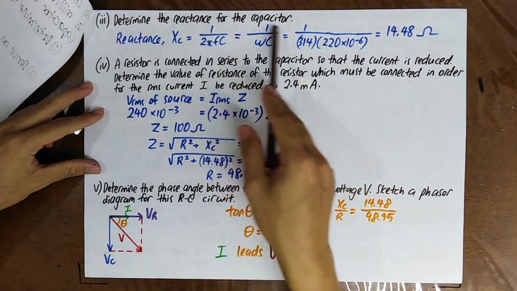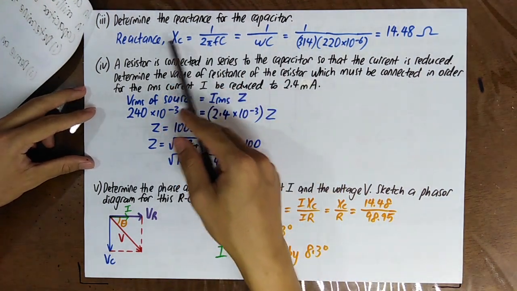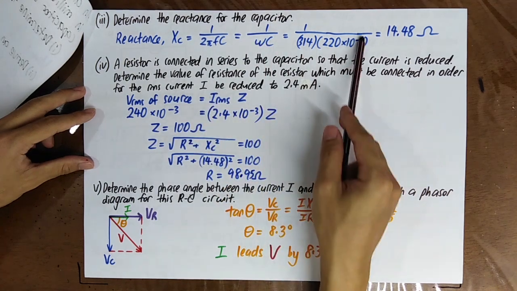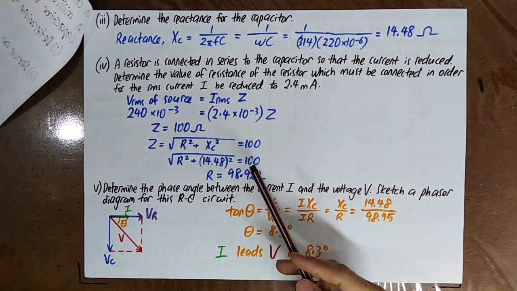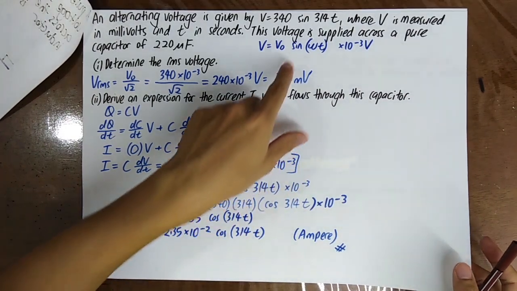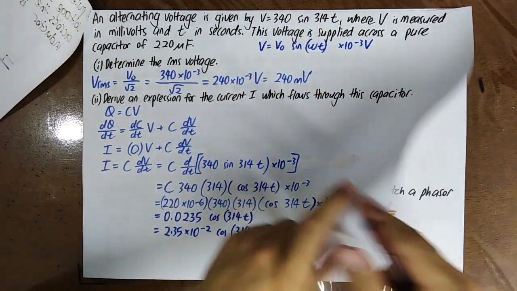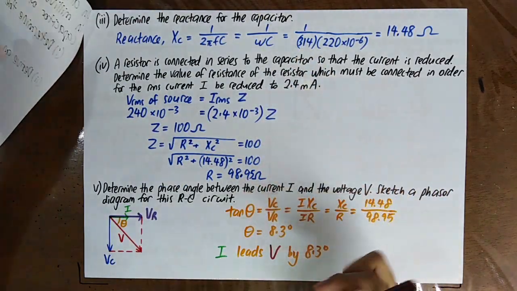Determine the reactance for the capacitor. The reactance for the capacitor is 1 over omega C. Okay, what is omega, please? Omega is 314.